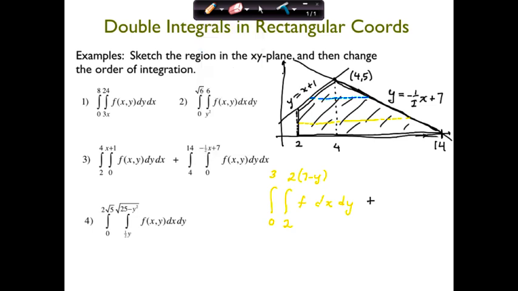Now when y goes from 3 to 5, our left side is what? y minus 1, and the right side is still the same thing as this.